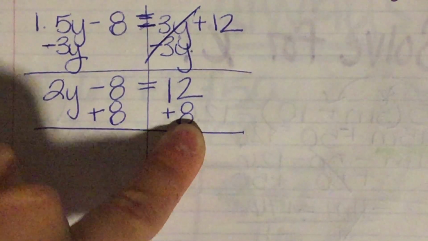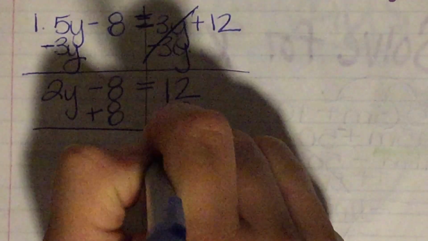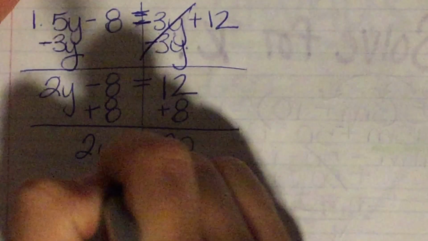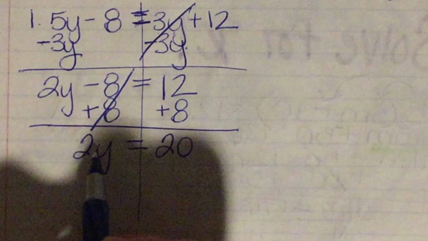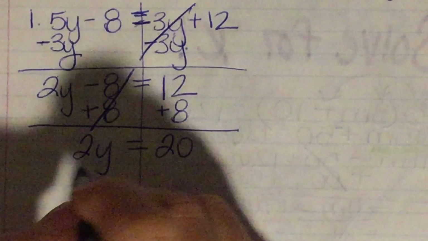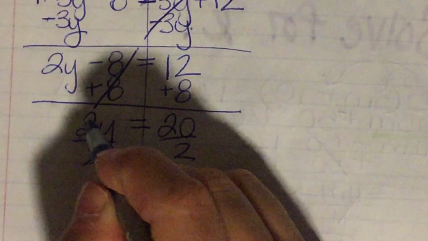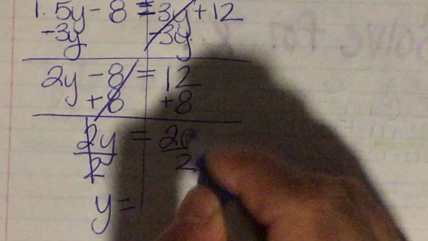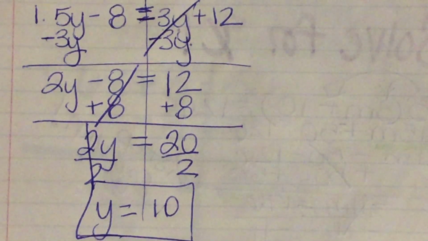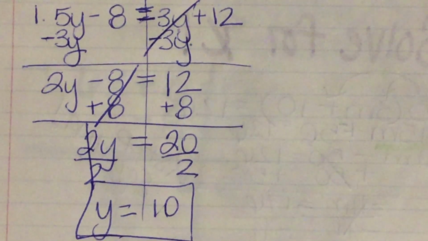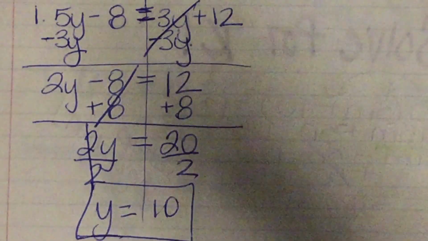Not to mention, that's what step 3 is for. 12 plus 8 is 20. Keep our equal sign, 2y, because this cancels out. At this point, in order to isolate y and remove the coefficient, we have to divide by 2 on both sides. So the 2 divided by 2 becomes 1. 20 divided by 2 is 10. And that is our answer. In this case, as you noticed, we were solving for y. When it says solve, what it means is solve for the variable.